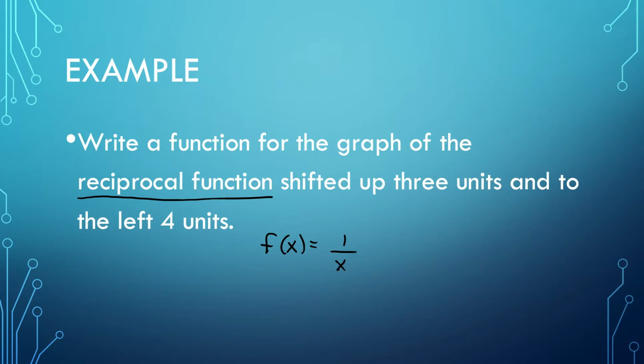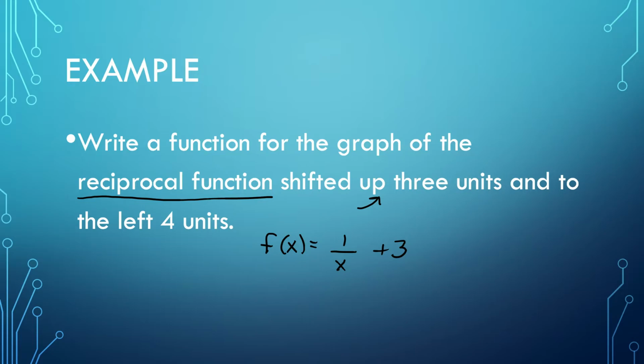Now let's look at the transformations. So the first thing that we're told to do is to move the graph up 3 units. Remember, to transform a graph by shifting it either up or down means that you're either going to add or subtract a number to the end of the function. So if I want it to go up 3 units, I'm going to add 3 to the end of the function.